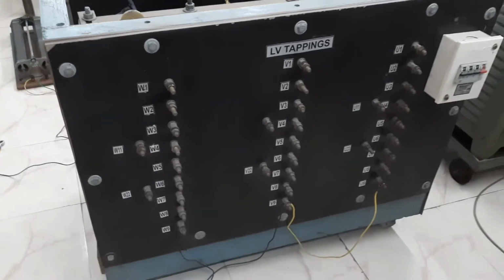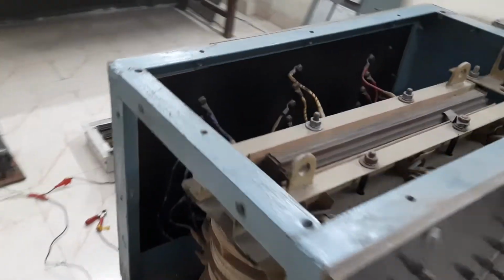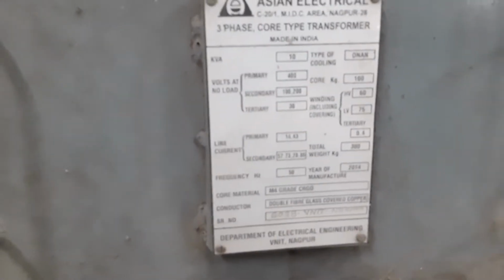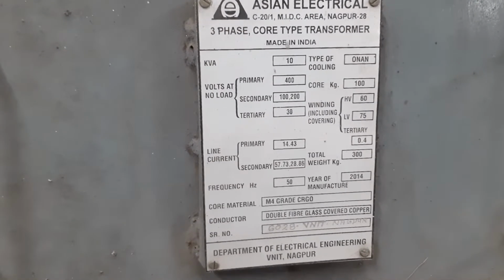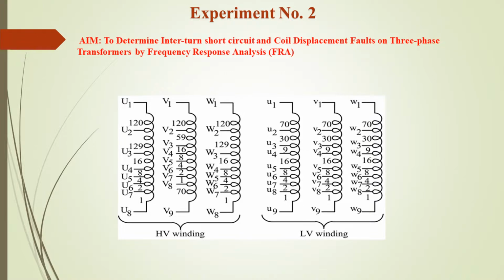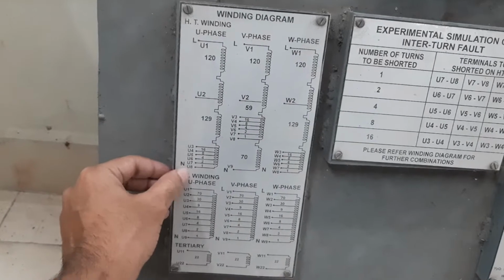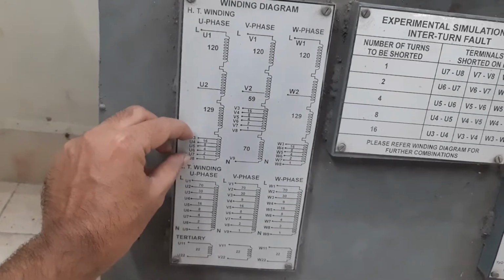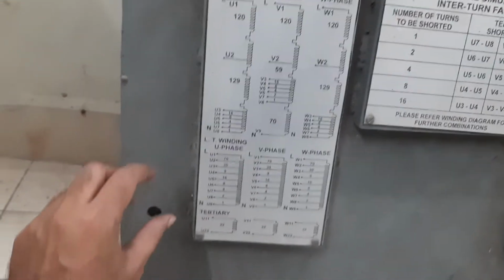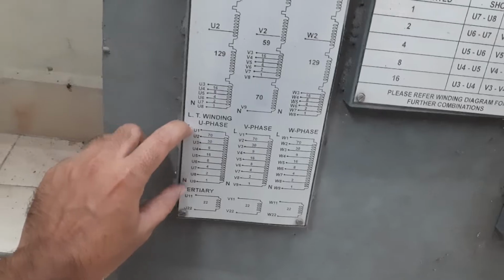Now we'll see the plate of this transformer, that is the rating and make of this transformer. We already discussed this. Here you can see the HV winding and LV winding tappings. These tappings are brought out deliberately for different purposes. The same thing is given on the plate on the transformer for the HV and LV side.